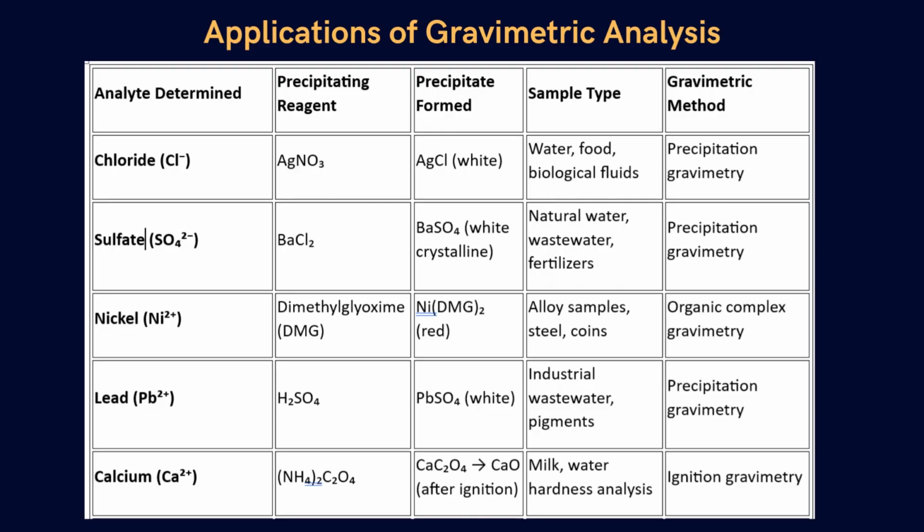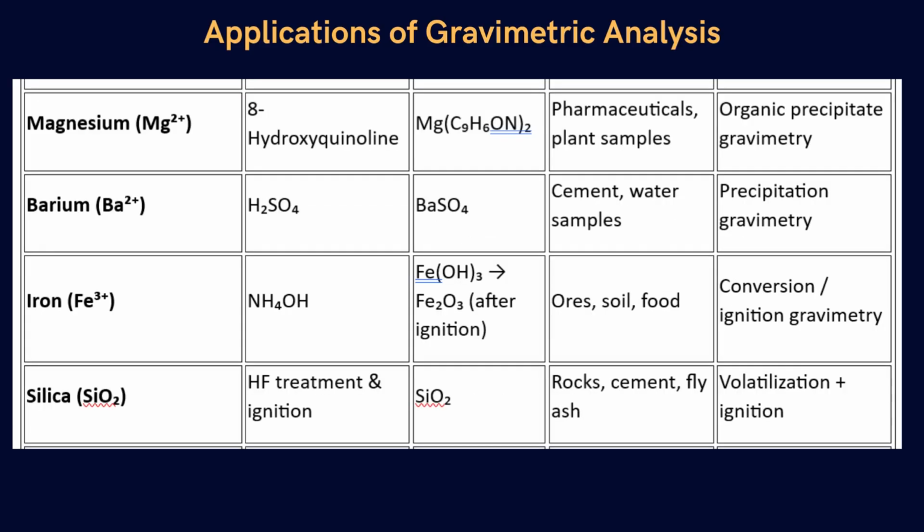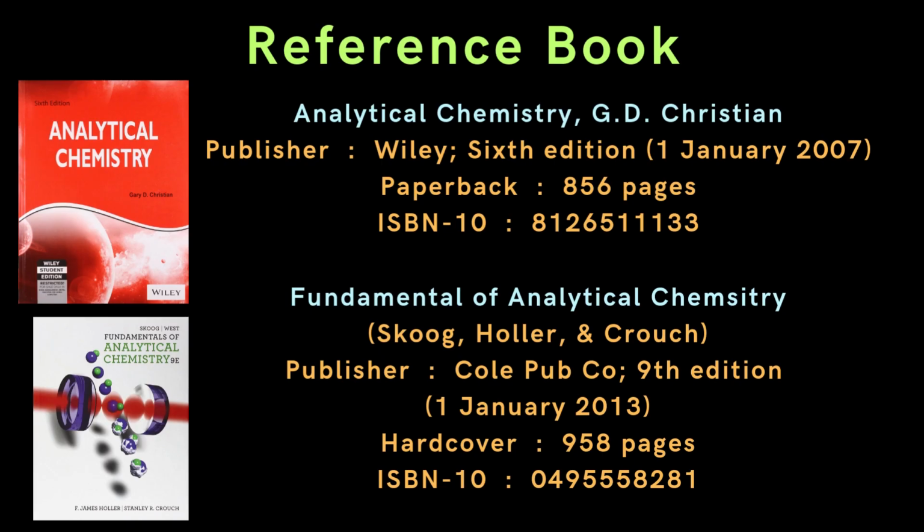Here, there are other applications of gravimetric analysis for quantitative determination of chloride, sulfate, nickel, lead, calcium using different precipitating reagents given in the second column of the table, and analytes can be determined from water, food, biological fluids, alloy, steel, milk, industrial wastewater samples. In addition, more analytes such as magnesium, barium, iron, silica using different precipitating agents in the second column of the table are used for analysis of pharmaceuticals, cement, ores, soil, rocks, etc. Here we can see the reference books that are used for making this video lecture.